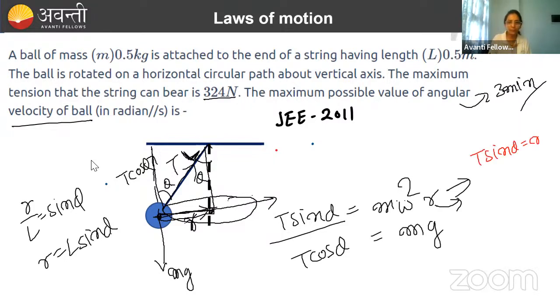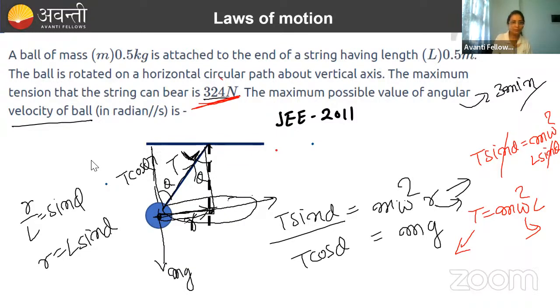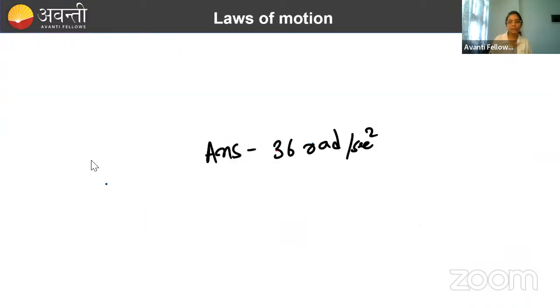T sin theta will be equal to m omega square L sin theta. Done. So sin theta will get cancelled. T will be equal to m omega square L. Now for maximum omega, we need to put maximum tension, and that is 3 to 4 Newton. A string can bear a maximum tension of 3 to 4 Newton. So put the value of T equal to 3 to 4. L value is already given in your question, 0.5. M value is also given, right? So you can easily calculate omega, right? So this question was damn easy.